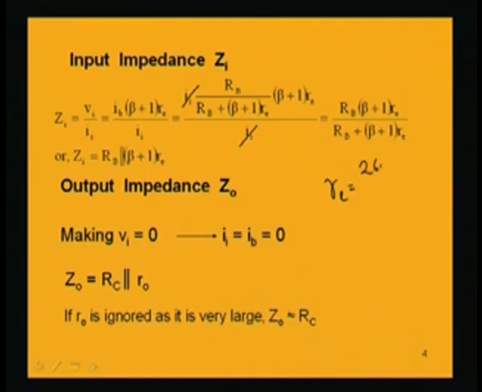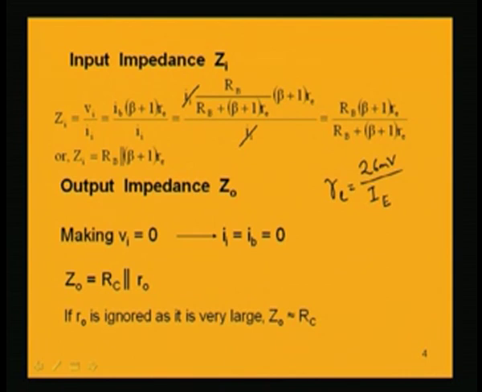If we want to find re, it is nothing but 26 millivolt divided by the emitter current, capital IE. Once we know IE from the DC equivalent circuit, we can plug in the value here and find out this small r small e. That exercise has to be done in order to proceed further.